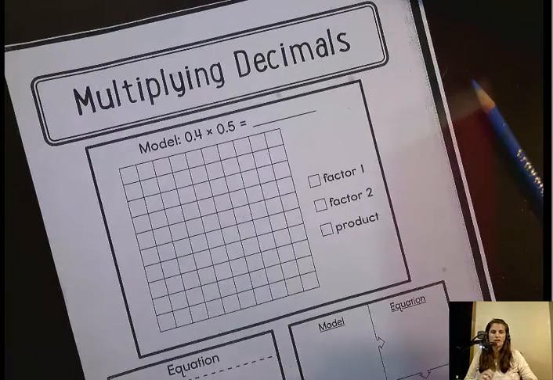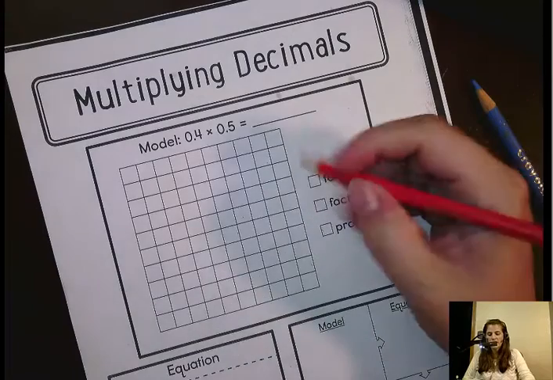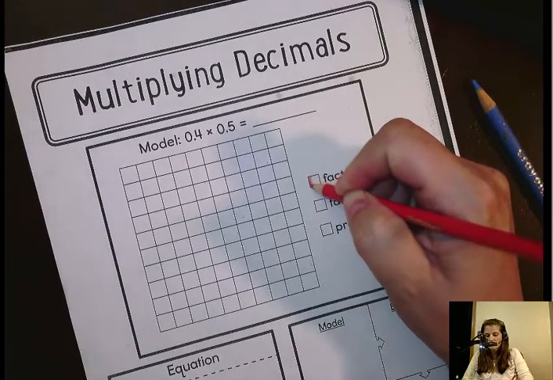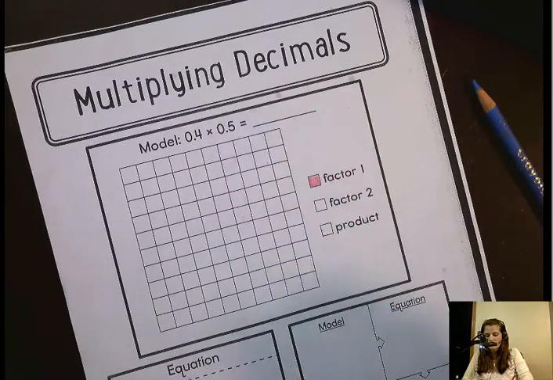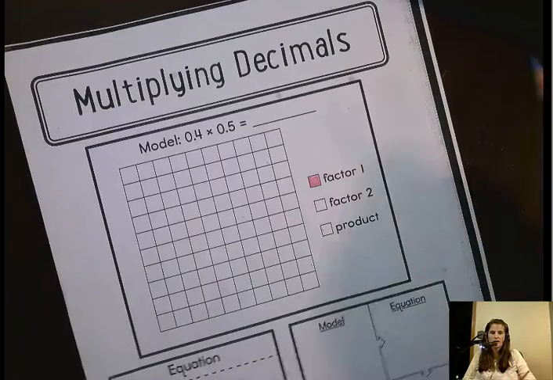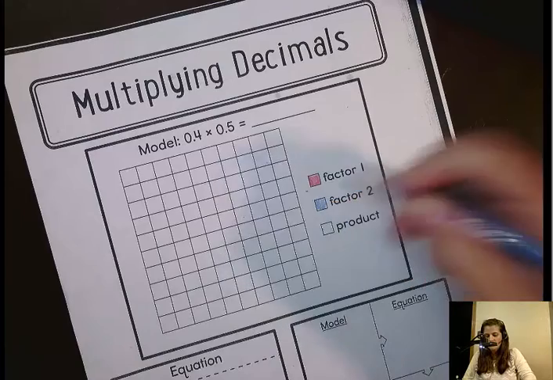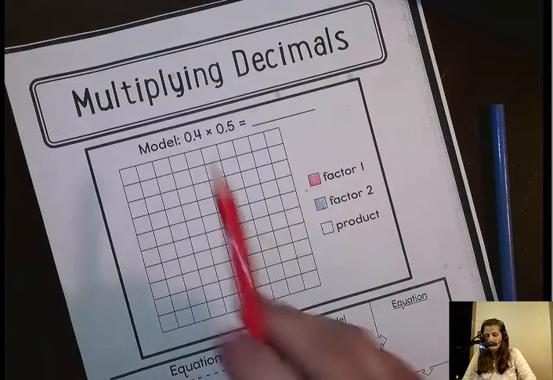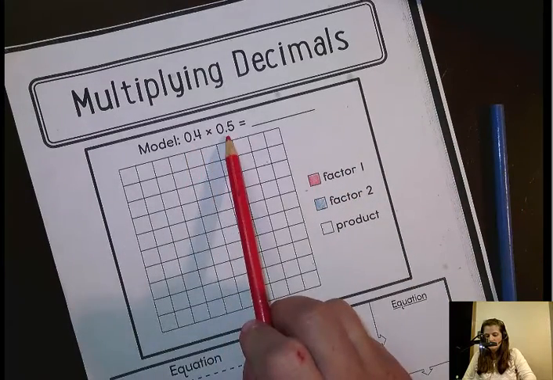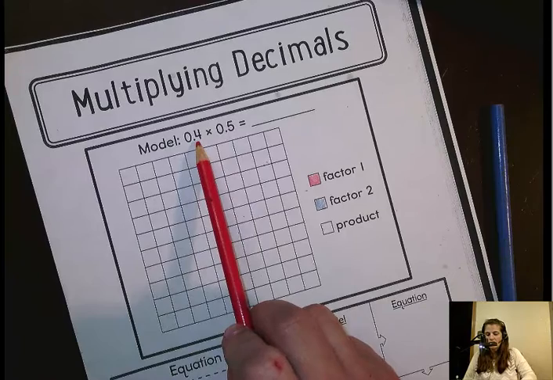Doesn't really matter which color you choose, but I'm going to start with red, and so that's going to be my factor 1 color. So I'm going to shade that in, and blue is going to be my factor 2 color. And looking up at our problem, 4/10 times 5/10, my first factor is 4/10.